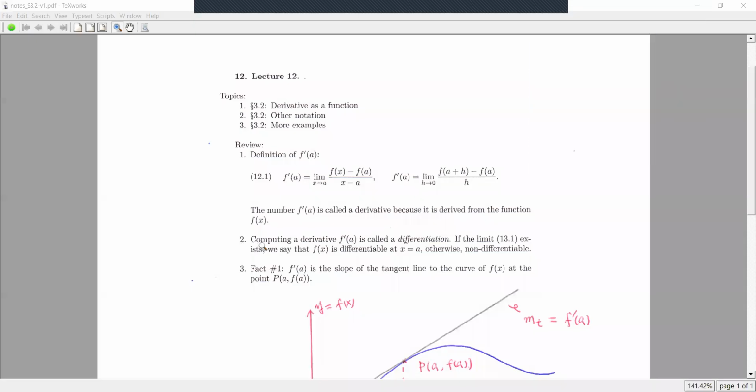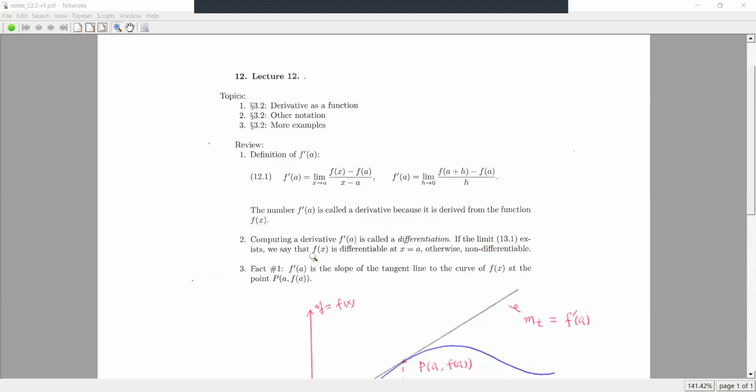Review number 2. Computing a derivative. This process is called a differentiation. If the limit exists, we know that a limit may or may not exist. When x approaches the point A, if this guy approaches more than one number, then the limit doesn't exist.